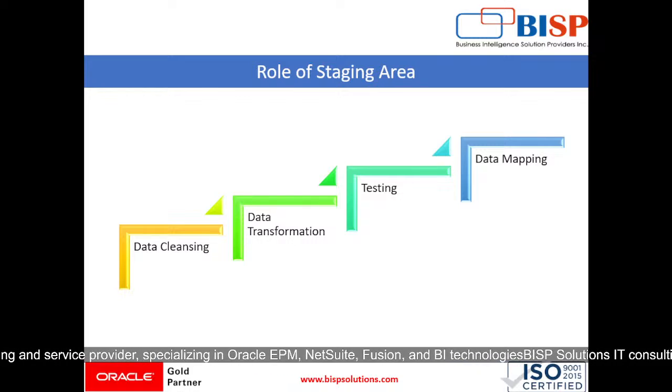Then comes our testing, where it provides an environment for testing data loads and migration processes without affecting the live system. Then comes our data mapping, where it supports the mapping of data fields from the source to the target system before the final load. So the staging area is a crucial step to ensure data integrity and avoid issues during migrations.